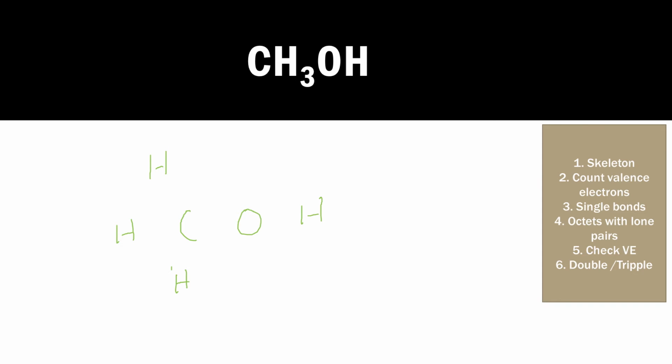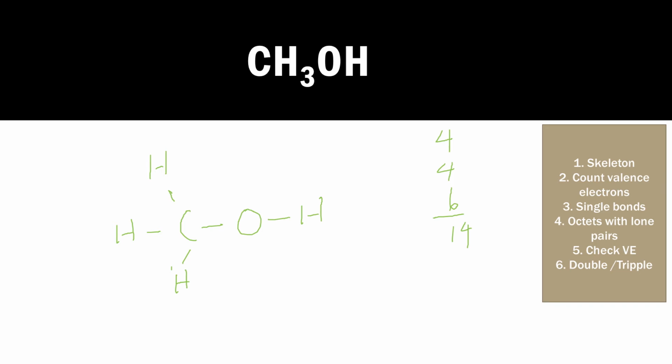So now 4 hydrogens give 4 valence electrons. 1 carbon gives 4 electrons, because it is in group 4. And oxygen in group 6 gives 6 electrons. So altogether 6, 4, 10 and 14. So now the single bonds. Hydrogen is happy now.